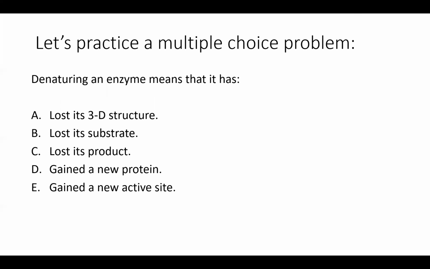Denaturing an enzyme means that it has lost its 3D structure, which means that it's probably not functioning very well if it's functioning at all.